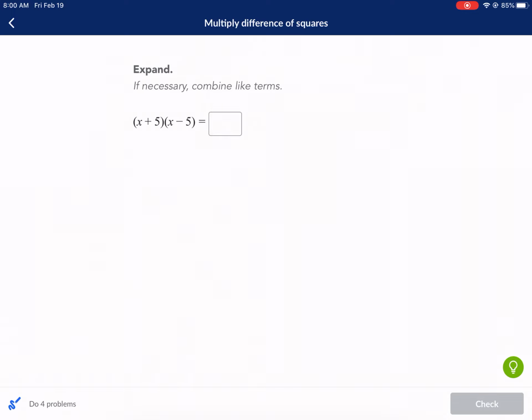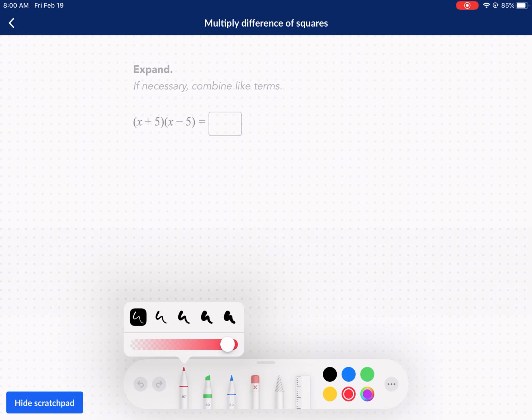This is multiply difference of squares. We're going to keep this under 5 minutes, so keep up. Here we go. The first thing we're going to do is show that we need to distribute here, FOIL, whatever you want to call it. We're going to multiply both of these things.